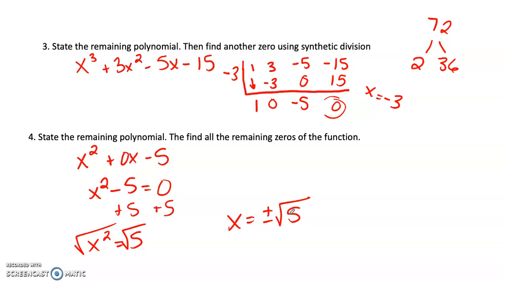All right, all the remaining zeros would include plus or minus the square root of 5. So all together, we have x equaling 2, negative 3, and plus or minus the square root of 5. Those are all of our solutions or zeros.